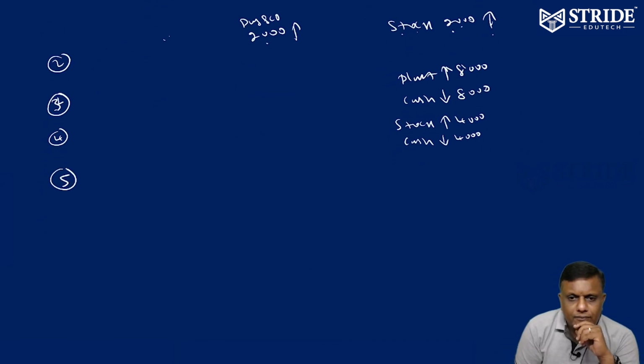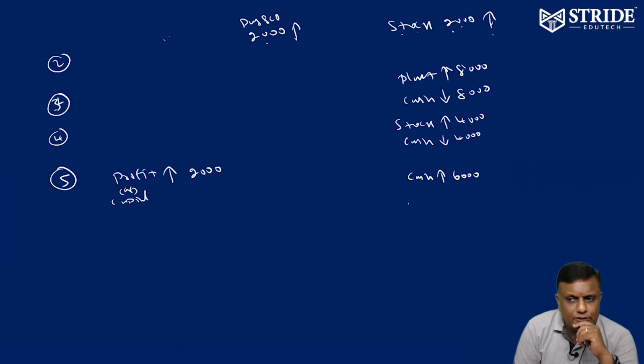So number 5. Profit means your capital. Your capital or profit increased by 2,000. Your cash increases by 6,000. Your stock decreases. Cost means stock. Your stock decreases by 4,000. So profit means capital increased by 2,000. Cash increased by 6,000. Sold for cash 6,000. Cost means stock decreased by 4,000. That's it.